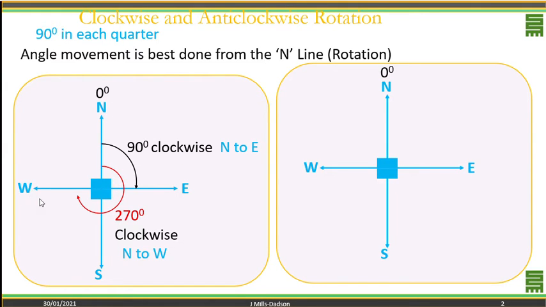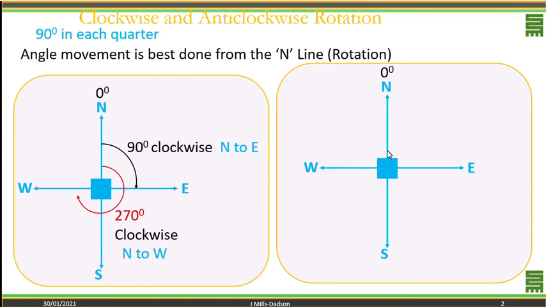From north to west, this movement is also clockwise, but it's 270 degrees. 90, 90, 90 makes 270. So that's 90 clockwise, 270 clockwise. I'm using this because it's going to help you understand rotation properly, and also when it comes to description, you may need to employ this to help you understand the movement.